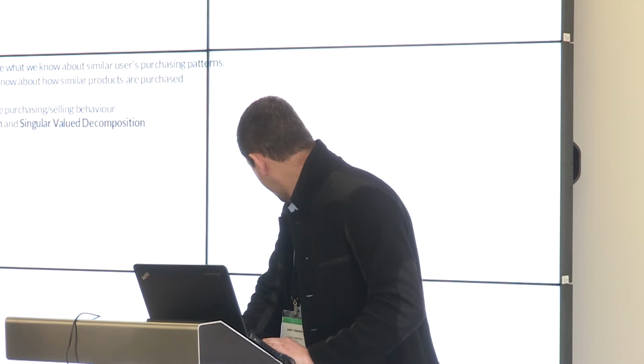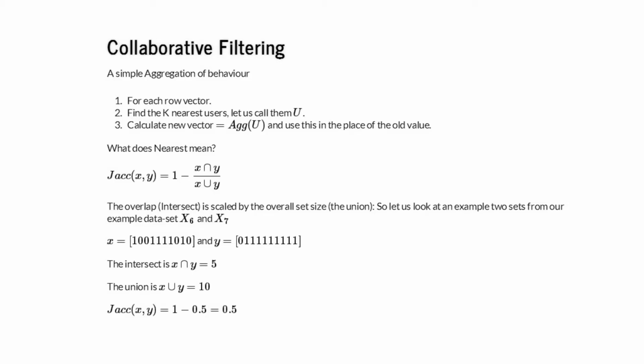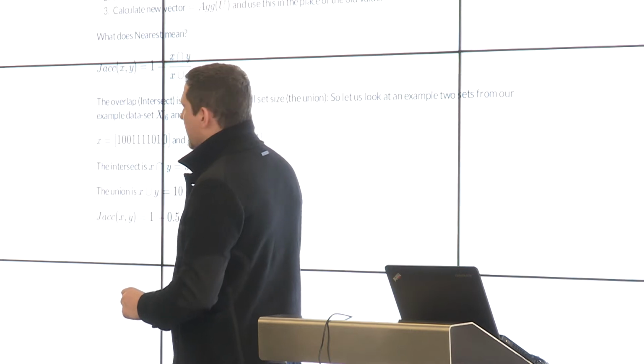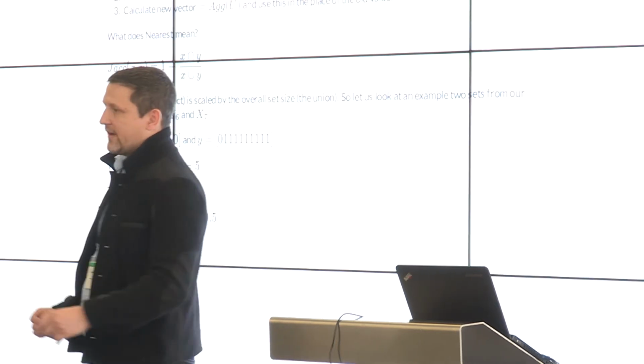So let's look at this idea of aggregation. What we're going to do is take the k nearest users. We're going to look down the user list, across all the items. I should have put users and items. We're going to aggregate them into similar sets, and then calculate a new vector based on this aggregation function.